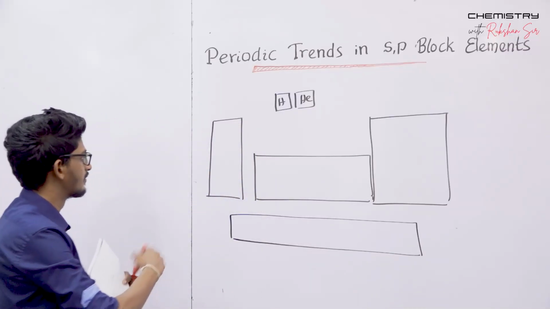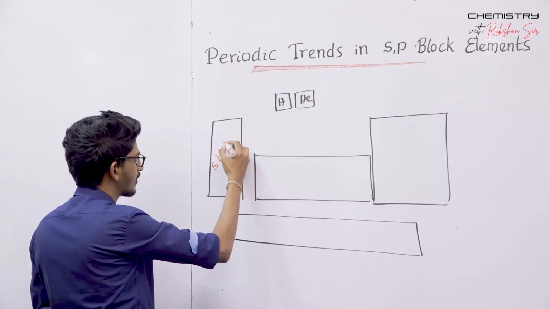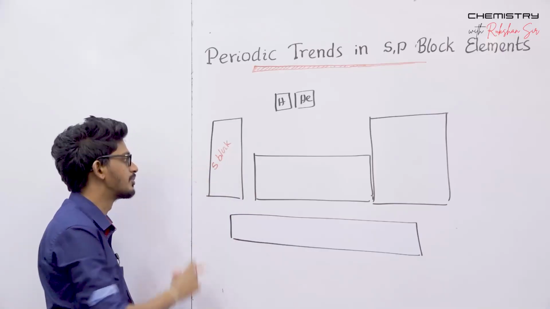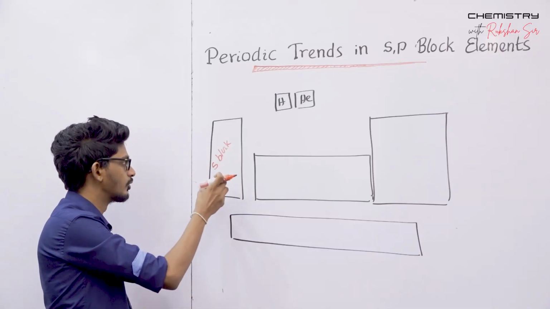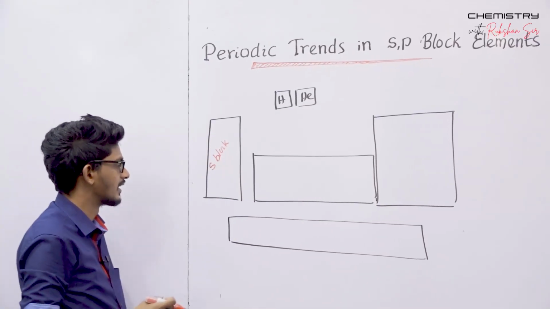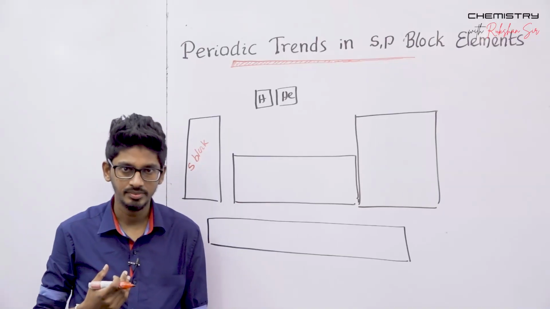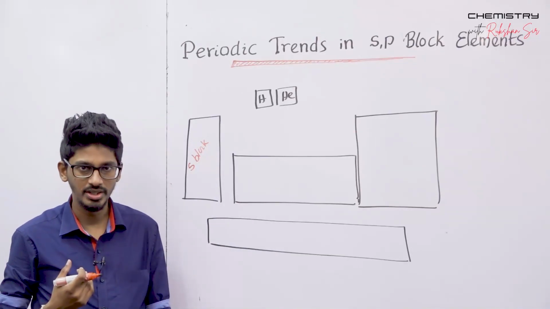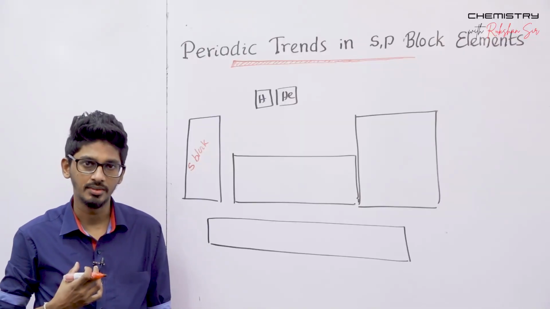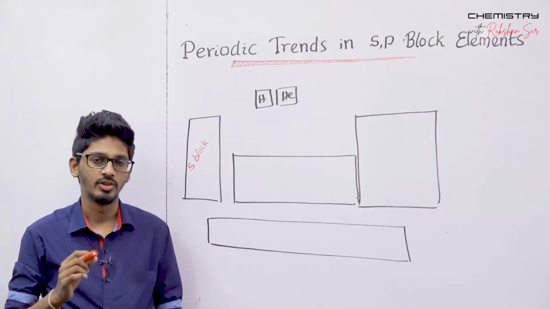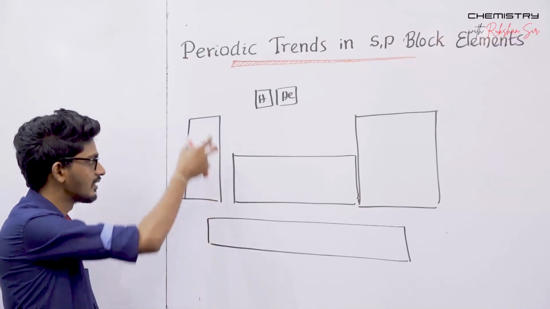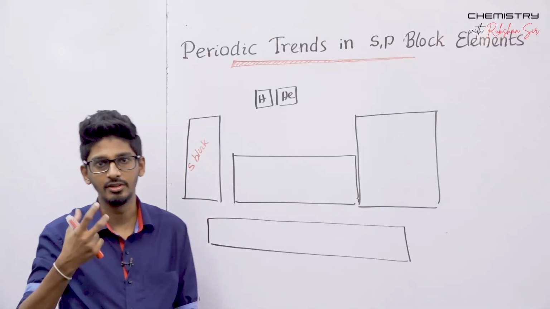This is referred to as the S block. When the final electron is filled into an S subshell, those elements are categorized under the S block, like sodium, lithium, potassium, rubidium, and then beryllium, magnesium, calcium, strontium, barium. For those, the final electron is filled into an S subshell, which is why they are referred to as S block elements.